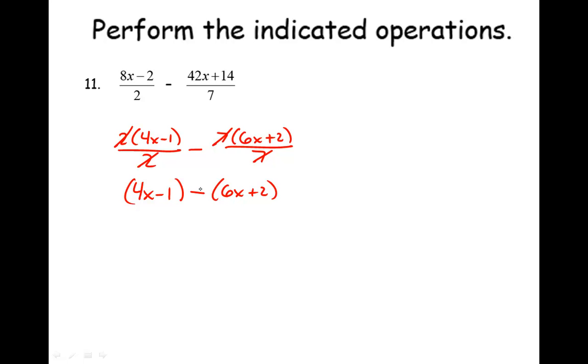Use parentheses because it's very important that we distribute in this negative 1 before we combine like terms. So it's 4x minus 1 minus 6x minus 2. 4x and negative 6x is negative 2x. Negative 1 and negative 2 is negative 3.